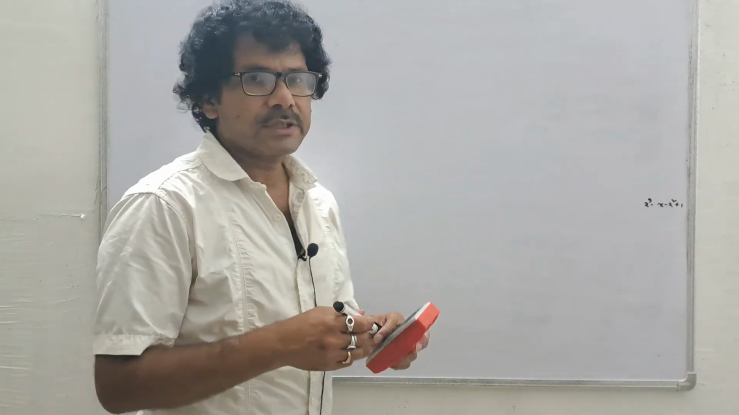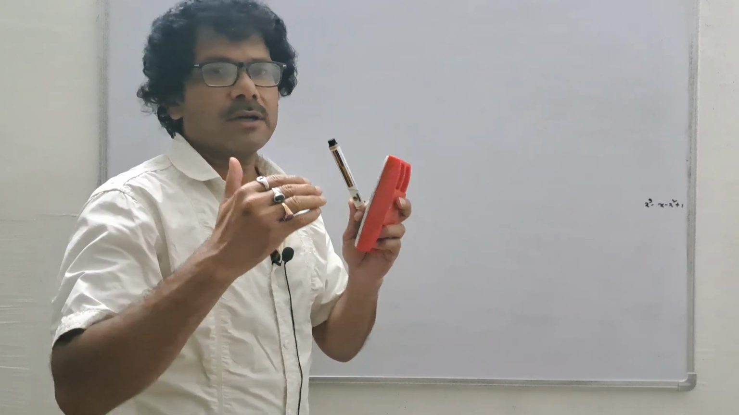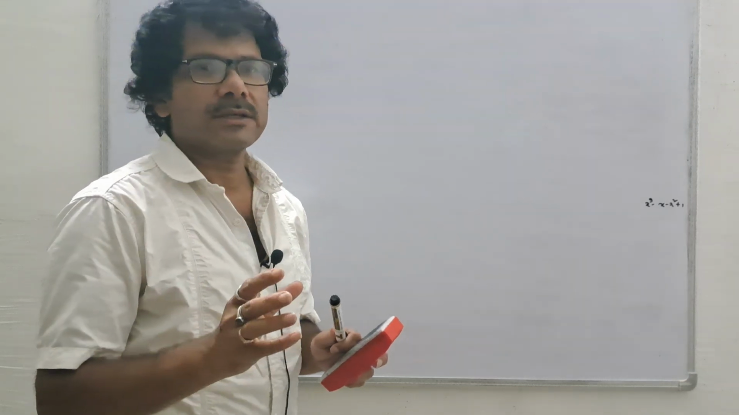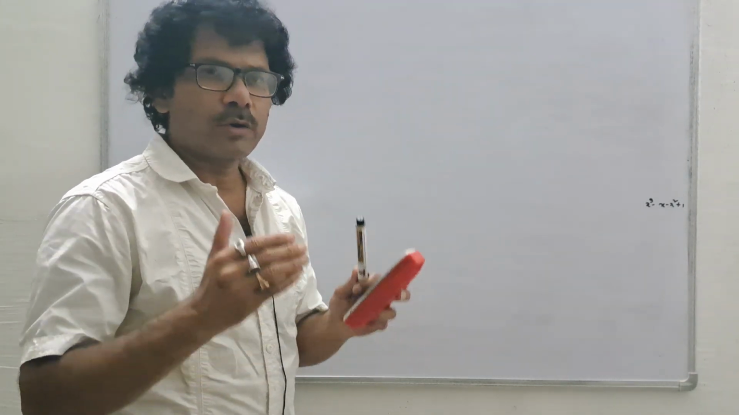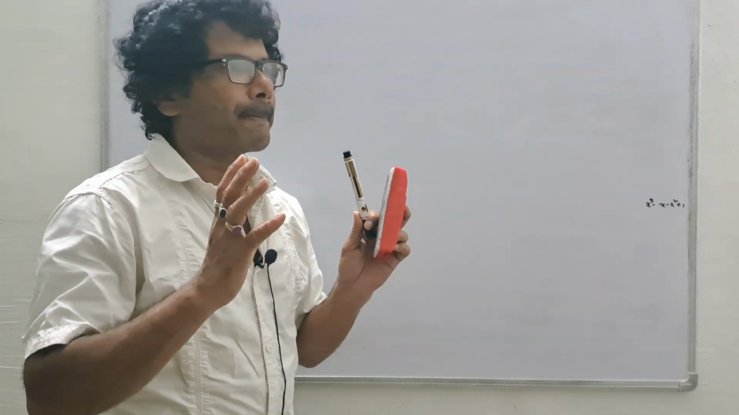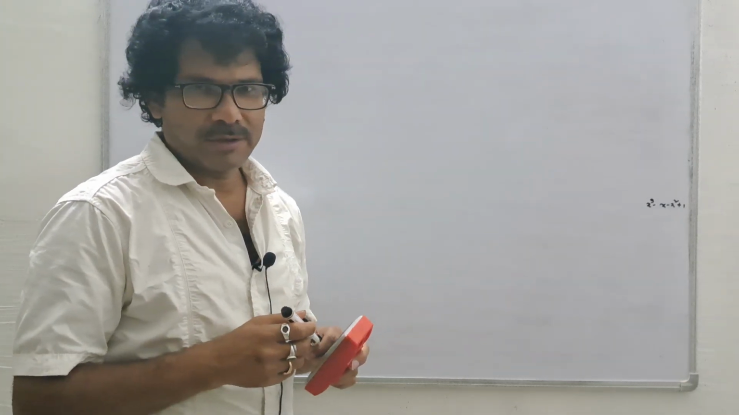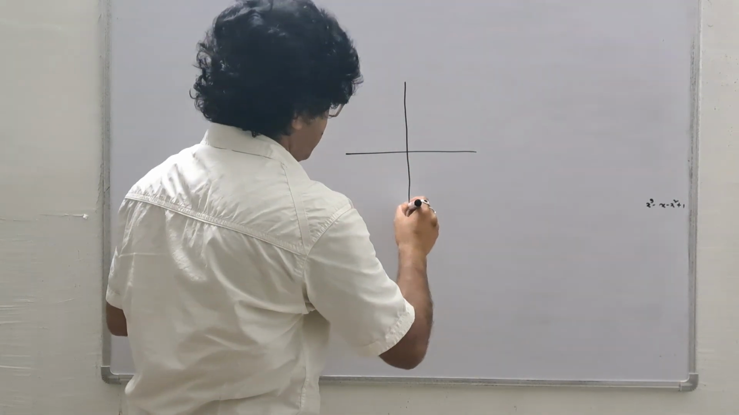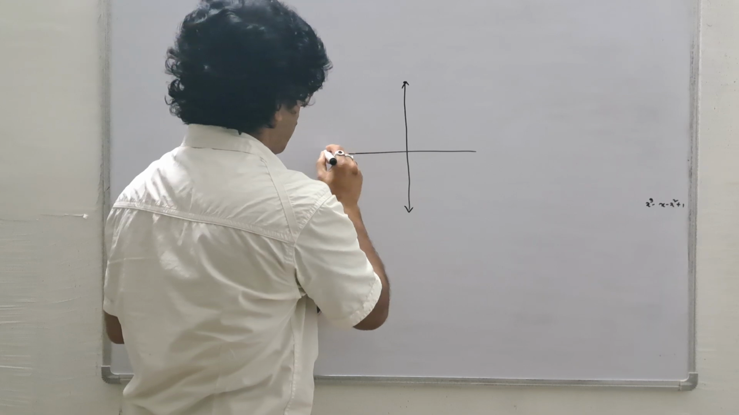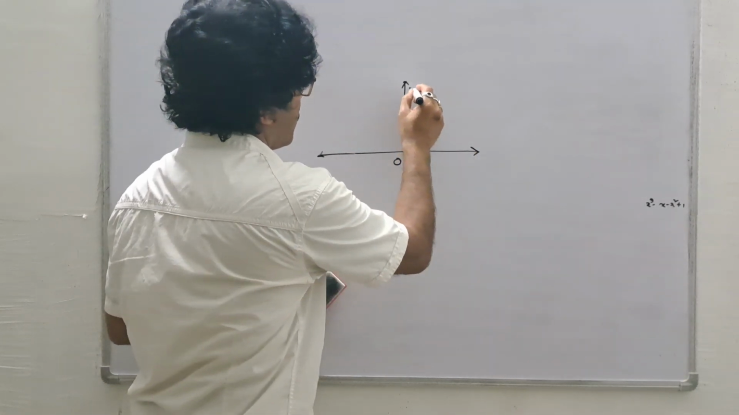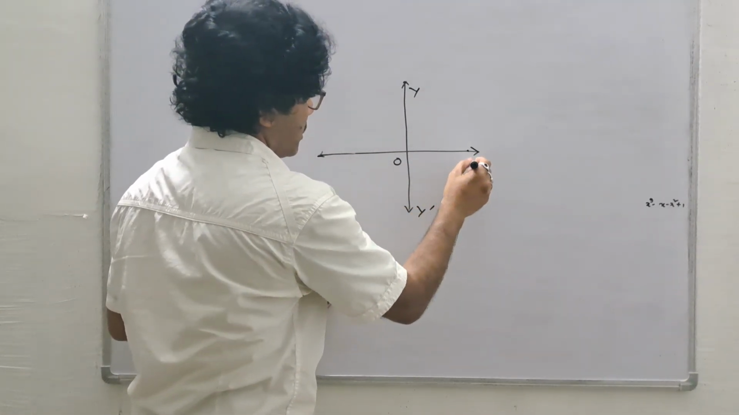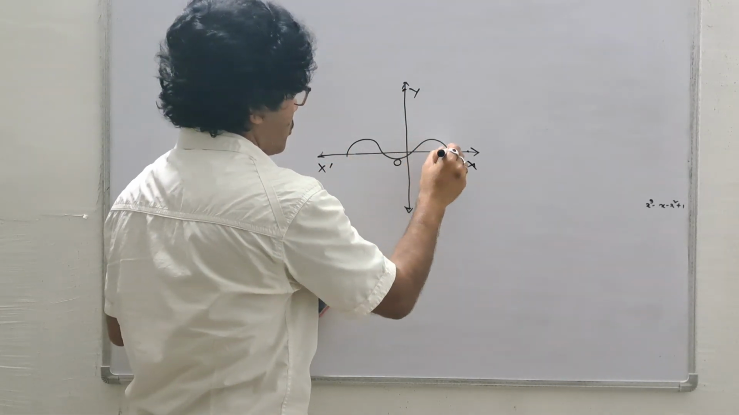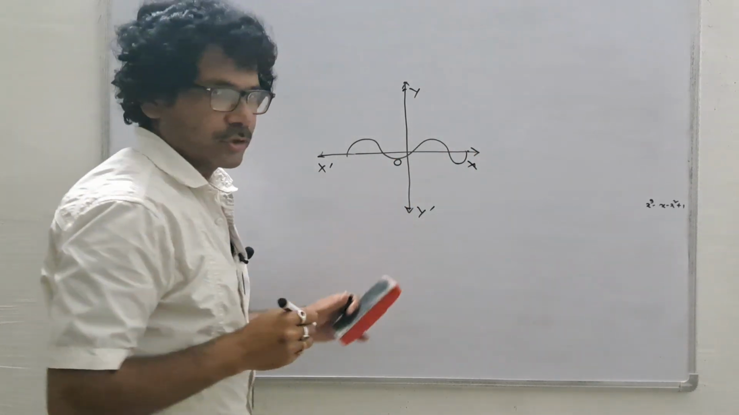Today I will discuss the graph of a polynomial. Watching the graph, how we can say or know the zeros of a polynomial. Okay, so you see, this is a coordinate plane, Y dash, XO, X dash. Okay, this is suppose a polynomial, graph of a polynomial.